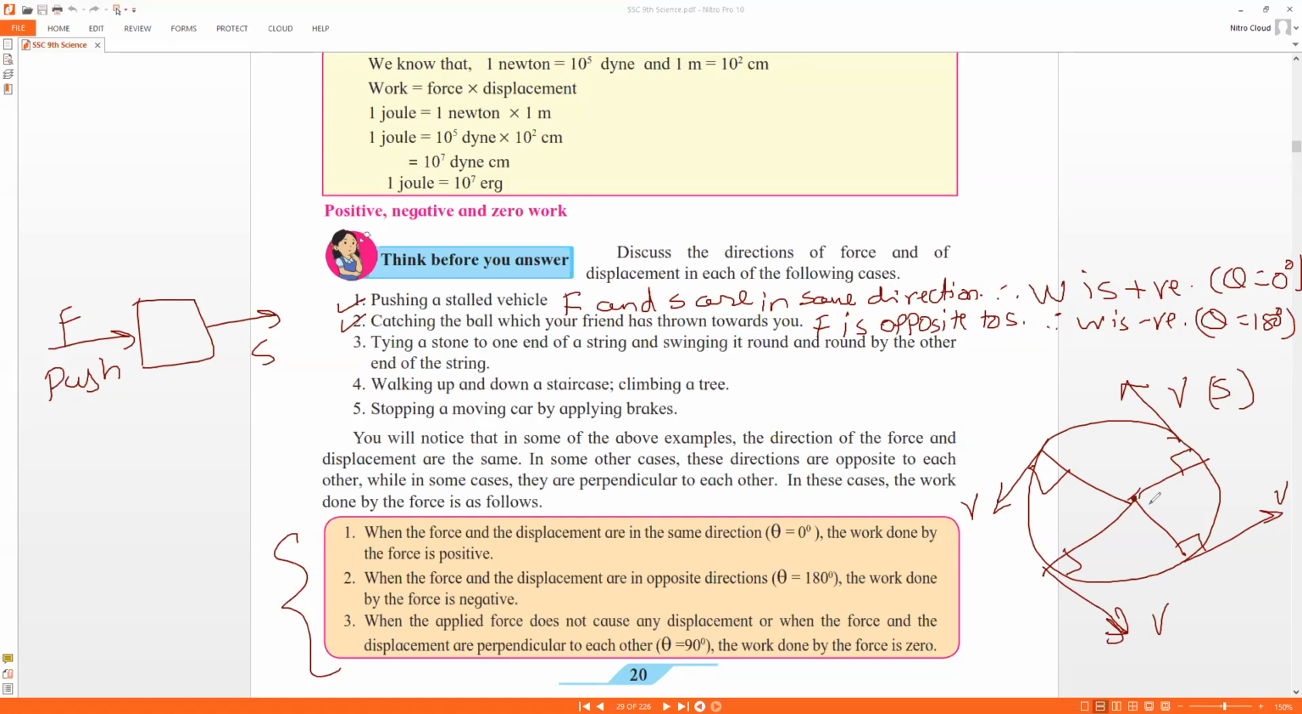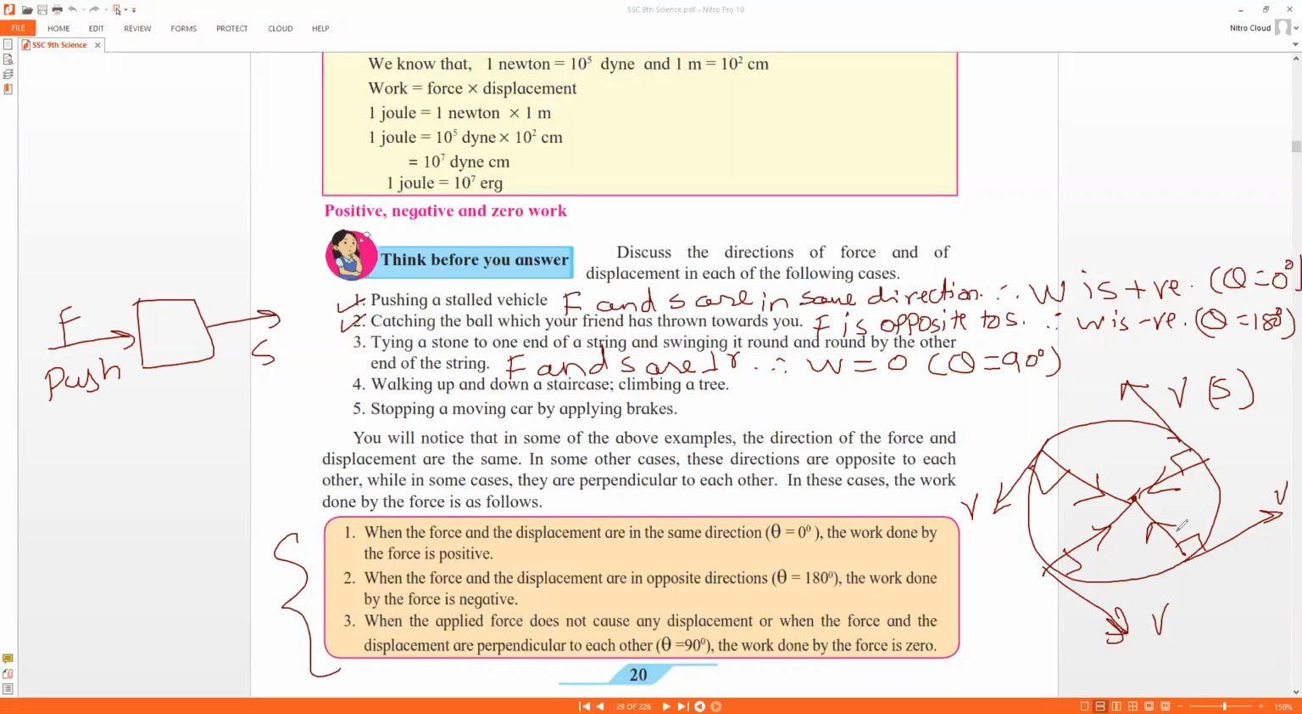And see how the force is. Which force is necessary for circular motion? Centripetal force. What is centripetal force? The force which is directed inwards, radially inwards, that is called centripetal force. So where is the force? Force is radially inwards, and displacement is tangential. Then what will happen? F and S are perpendicular, therefore what will work be? Zero. Why? Theta is 90 degrees. Did you understand? Third example clear?